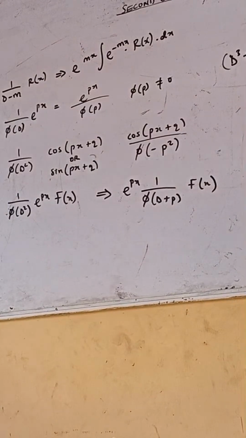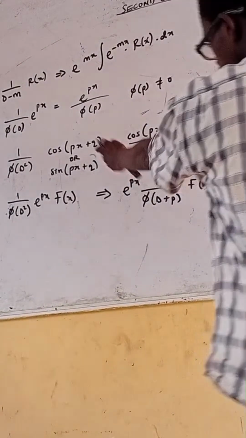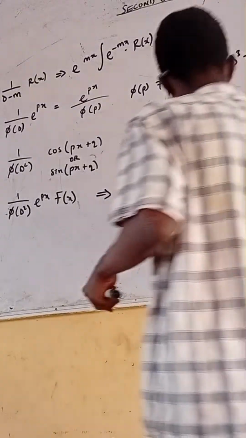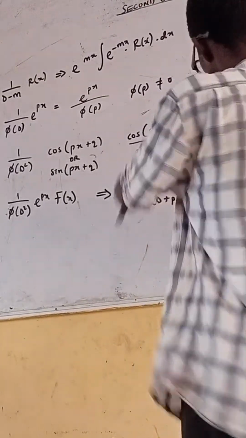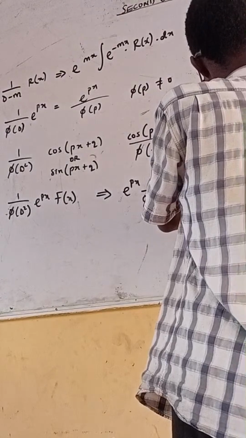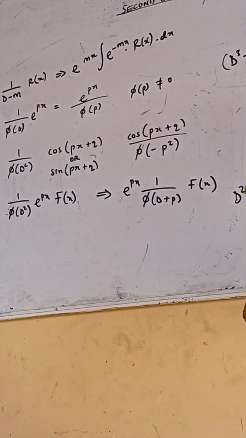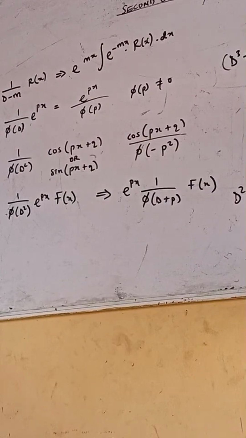Now this one, we are not going to use this cos x that we've been using. So our p now is going to be 1. So we are going to use this D squared equals minus b squared, minus 1. So anywhere we see D squared it equals minus 1. So we have e^(-2x) times 1 over minus 1 minus D cos x.